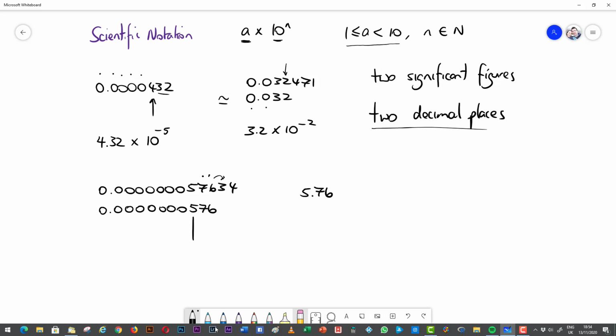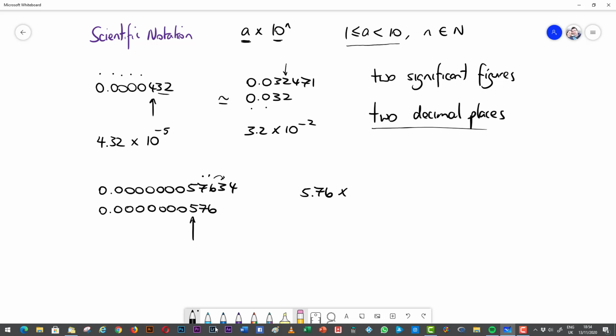5.76. So the first digit we see that's non-zero, that's the main number, 5. And then .76, any digits that come after it. And again, here we rounded to 2 decimal places, so we could have had 5.7634, but when they said 2 decimal places, we only went that far.